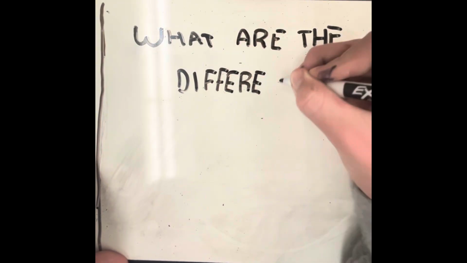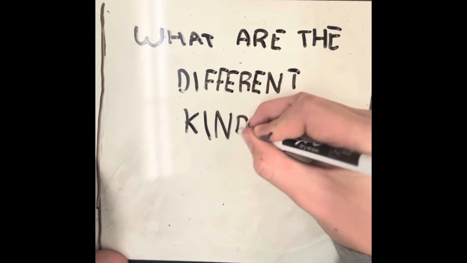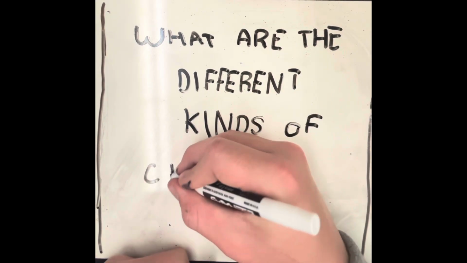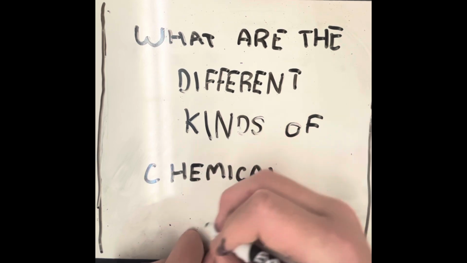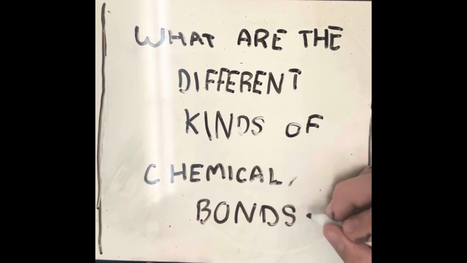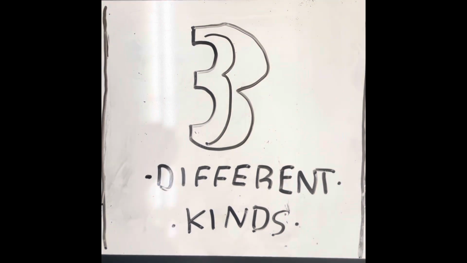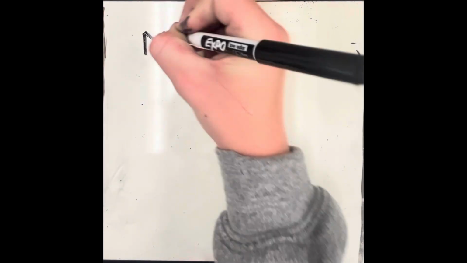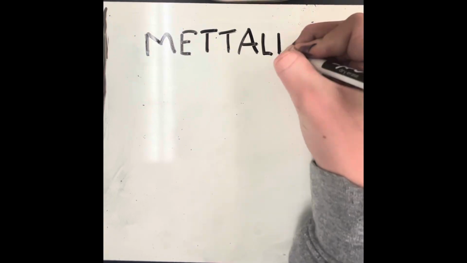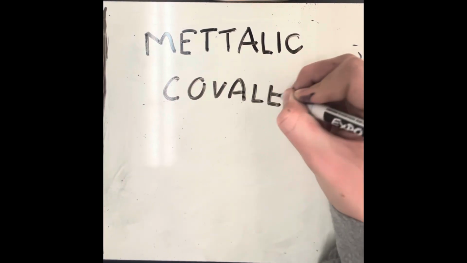Have you ever wondered what type of chemical bonds there are? Probably not, but we are here to help nonetheless. There are different kinds of chemical bonds when it comes to atoms: covalent, ionic, and metallic. We will not be talking about metallic.